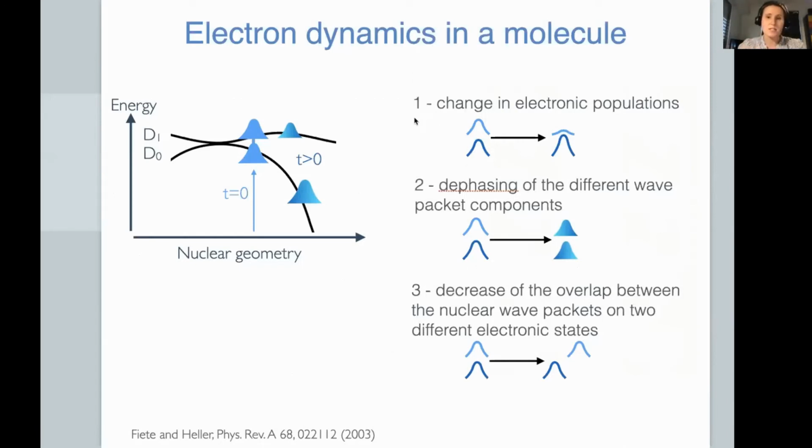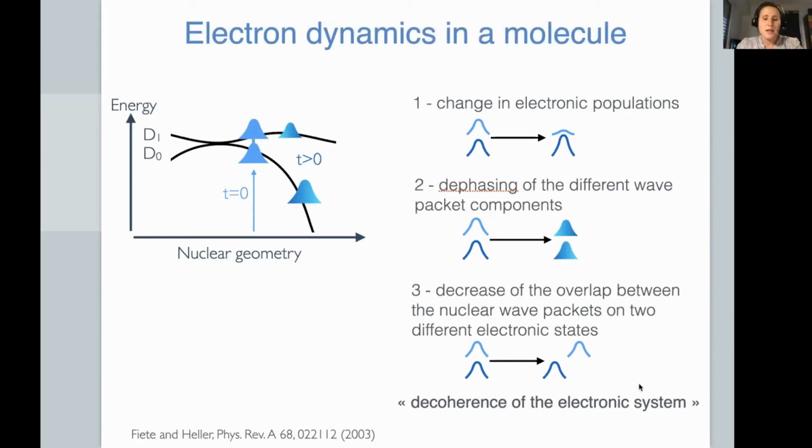So number one, change in the electronic population. Number two, because the nuclei are not localized but are described by a nuclear wave packet, you can imagine a dephasing of the oscillation within the nuclear wave packet width. And number three, the nuclear wave packets on the different electronic states may evolve in different directions, and this will decrease the overlap between the two. All of these three processes may lead to damping of the oscillation in the electronic density. This is what we call the decoherence of the electronic system.